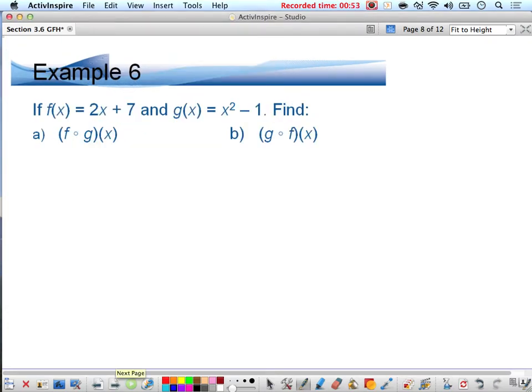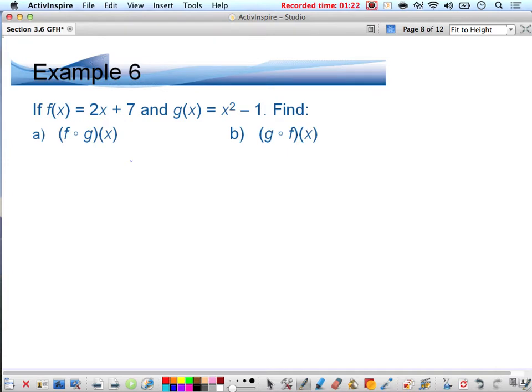So if we look right here, we have f of x equals 2x plus 7 and g of x equals x squared minus 1. And you're being asked to find the function f open dot g of x. That little open dot right there is the symbol for composing or composition in math. It is not a multiplication symbol. It is a composition symbol.